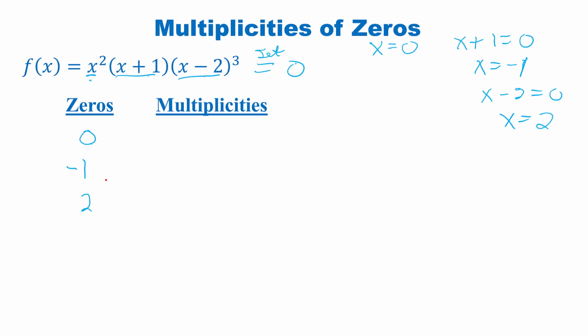What are the multiplicities of these zeros? I look at the factor from which I got the zeros, and I look at the power that that factor is raised to. So with x equals 0, the multiplicity would be 2. X equals negative 1 came from x plus 1 being raised to the first power. So the multiplicity is that power, 1. X equals 2 came from x minus 2, which is raised to the third power here. So our multiplicity is 3.